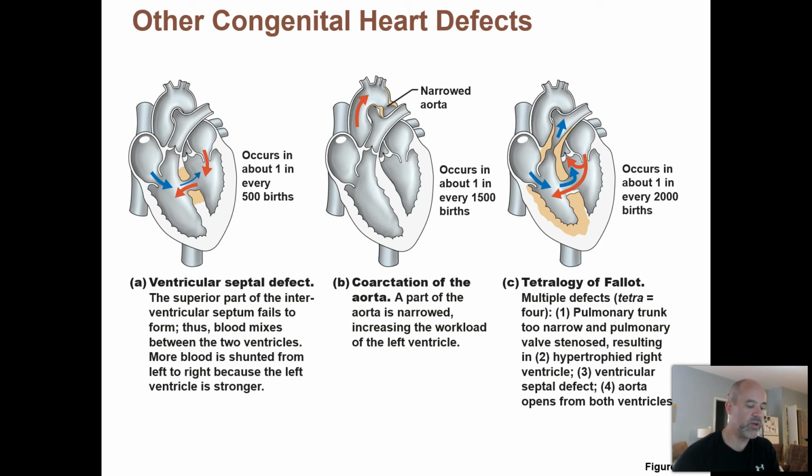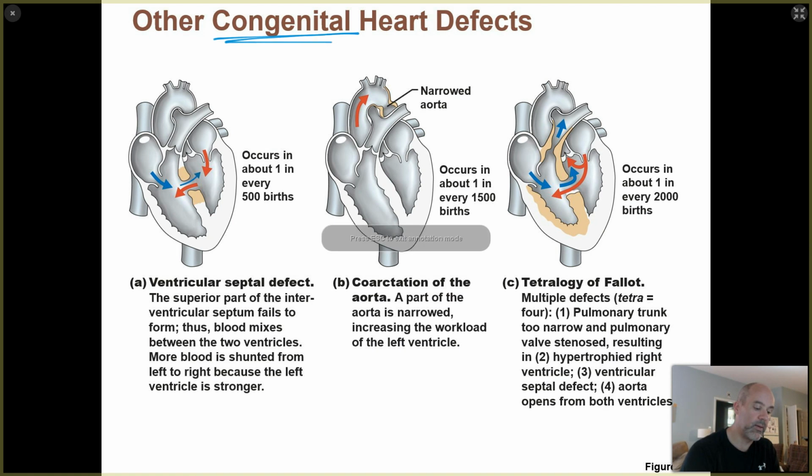Okay, a couple of other congenital heart defects. What does congenital mean? This means something that happens with birth. C-O-N, con, means with. So with the genitals is supposed to be referring to with birth.